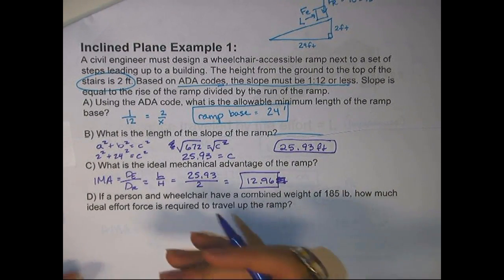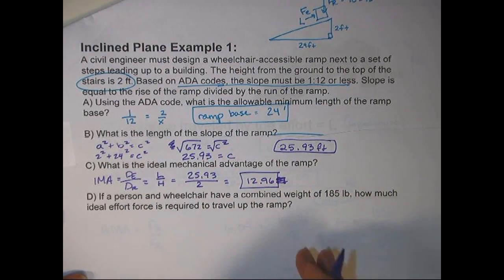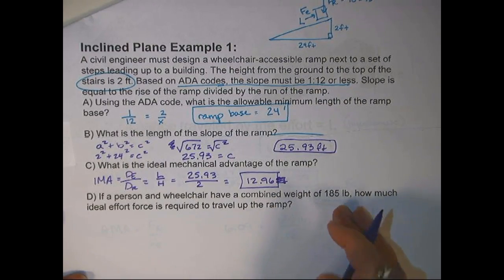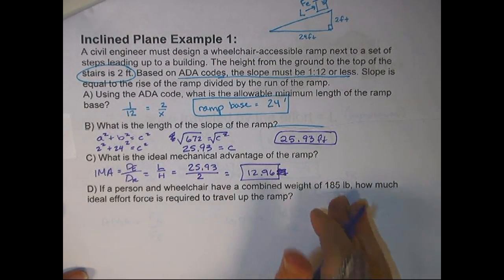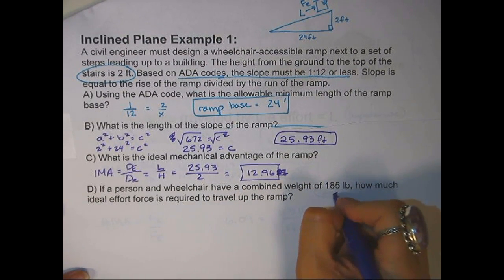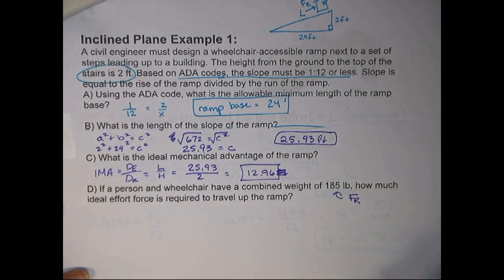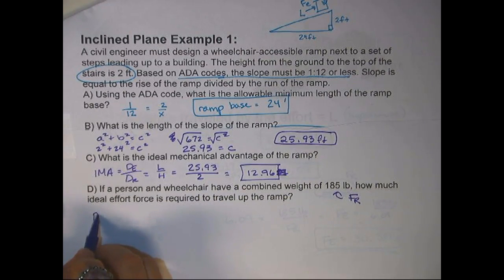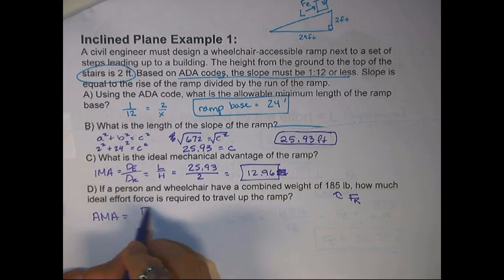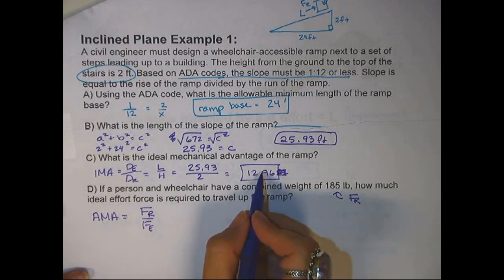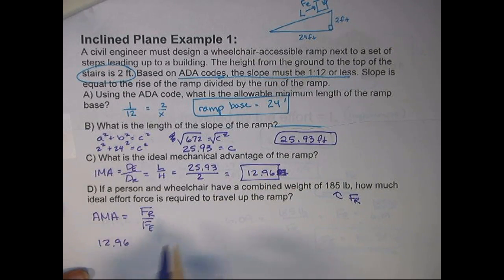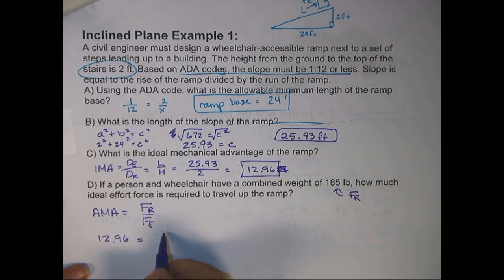That's really good, and the place that we see that is when we start looking at how much it would take to push someone in a wheelchair up the ramp. Well, we say that the combined weight of a person in the wheelchair is 185 pounds. This right here is our FR. And so we're going to use our AMA equals FR over FE. AMA is the same as our IMA, 12.96. FR is 185.